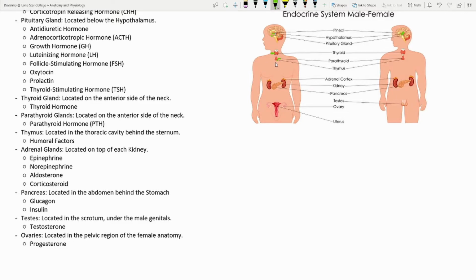And starting to go inferior again, so inferior to that, right in the abdominal region, higher up in the abdominal cavity, we'll have the adrenal cortex right here. These are responsible for producing epinephrine, norepinephrine, so these help with your fight or flight responses. They also produce aldosterone and corticosteroids. So aldosterone will work with your antidiuretic hormone up here in controlling your blood pressure.